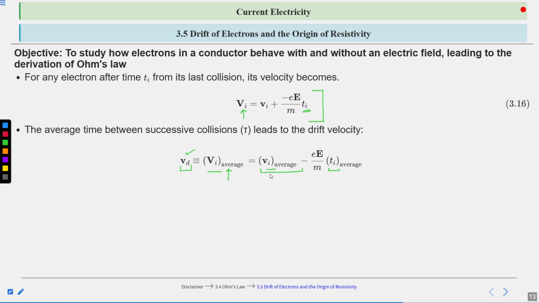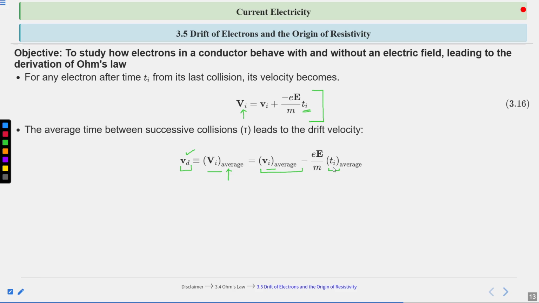Why 0? Because after collision the motion of the electron is random. Just after collision, the motion of the electron is random. It will go in any direction, random direction. Okay, after some time when it will feel the electric field, then its direction will become specific, but just after the collision it will go in any random direction. So this small vi for all the electrons is random, so its average will be 0.